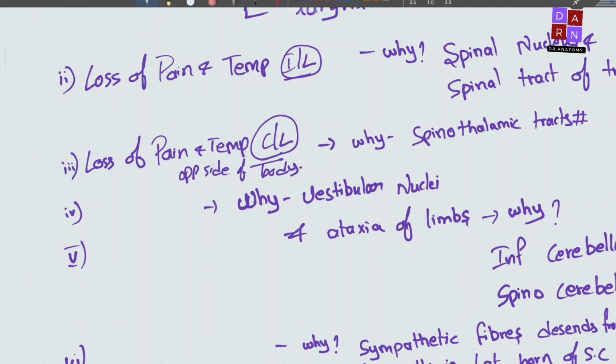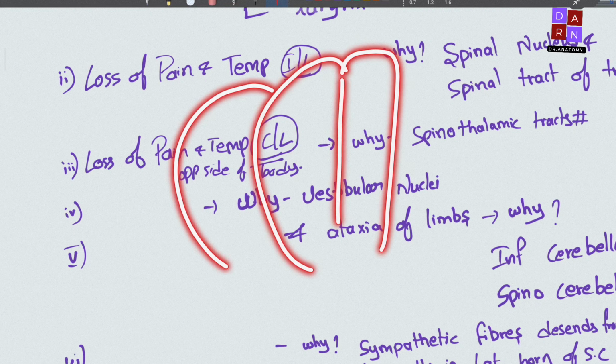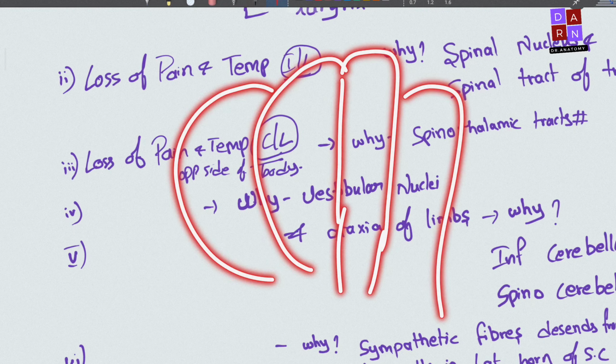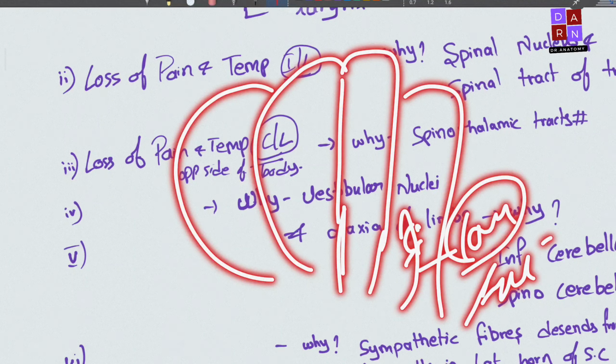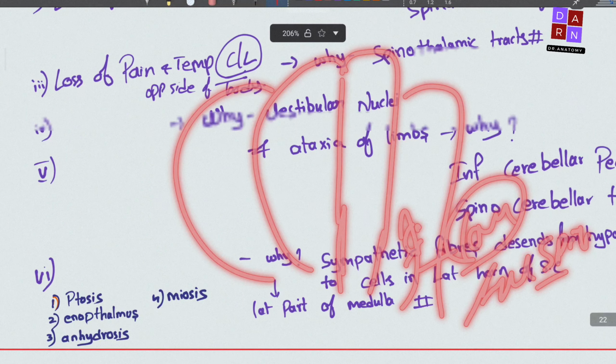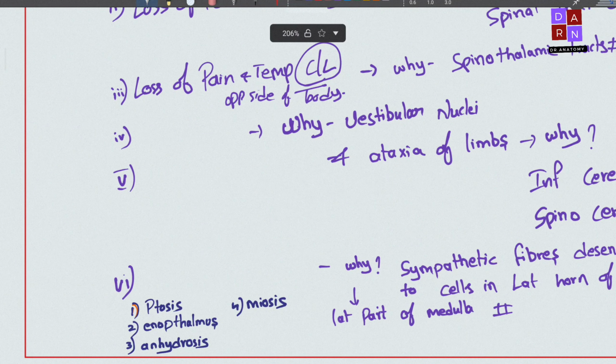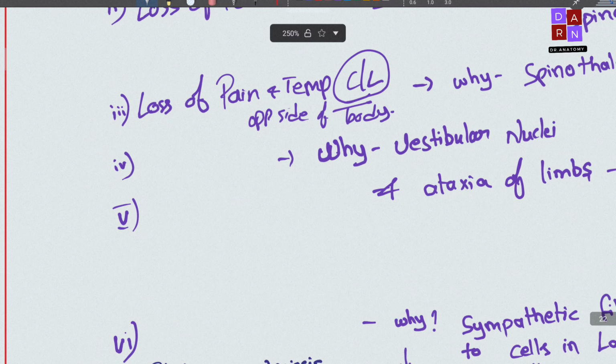Why? Because of the spinothalamic tracts, as we have discussed in medulla oblongata structure. So laterally, the spinothalamic tract has two types: lateral spinothalamic and anterior spinothalamic tracts. So vestibular nerve supply is there from the posterolateral nucleus.